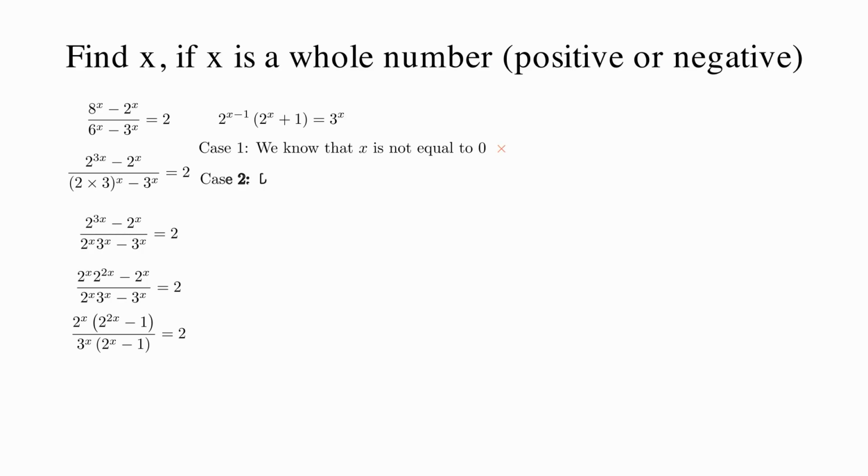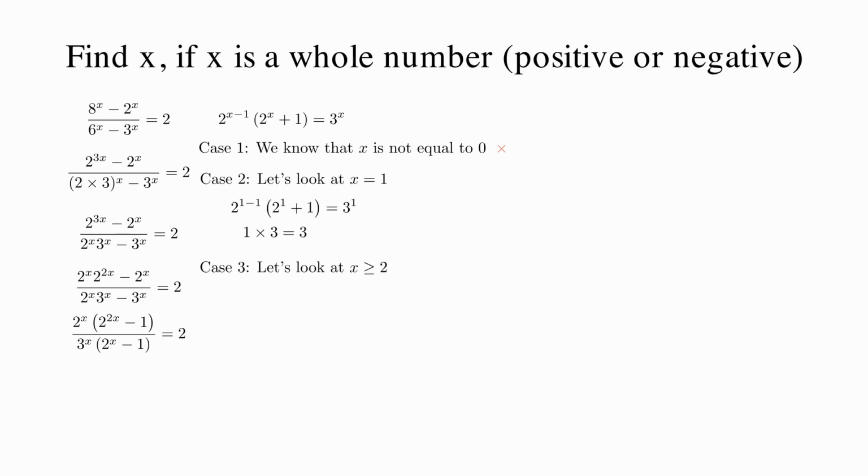For x equal to 1, we have on the left-hand side, 2^0 times (2^1 + 1), or in total, we have 3. On the right-hand side we have 3^1, or simply 3. With that, we see that our equation is satisfied for x equals 1. We've found one value for x, but we still need to look at other solutions that might exist.